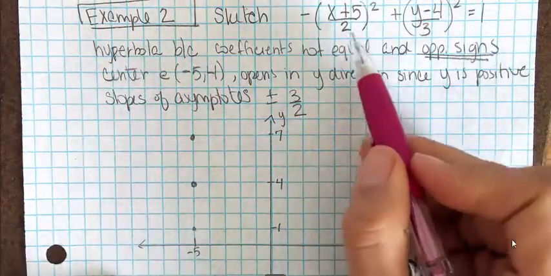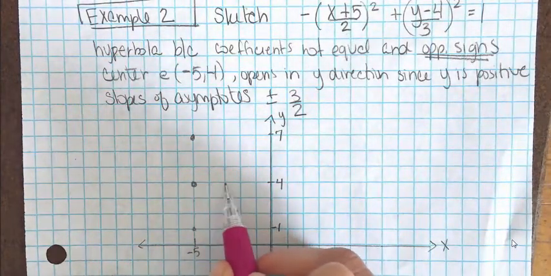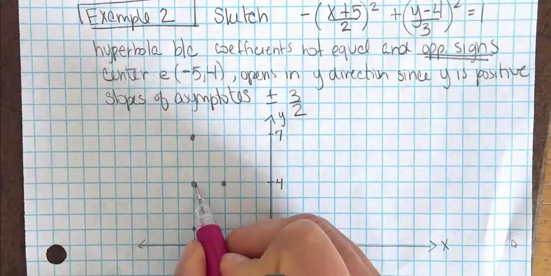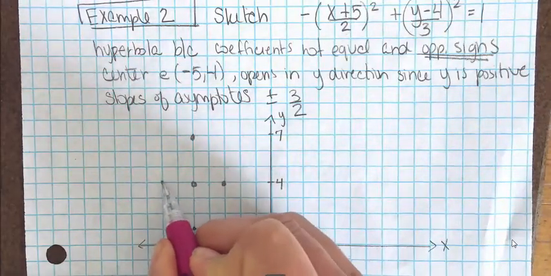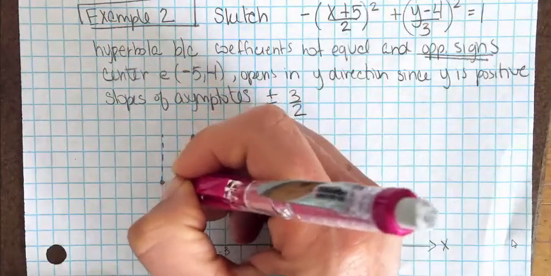And then I'm going to use my horizontal dilation factor. So from my center, I'm going to go over 2, which puts me at -3. And then the other direction 2, which will put me at -7. And then I just draw this box here.